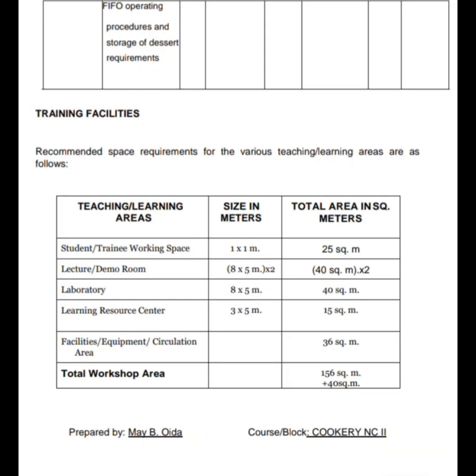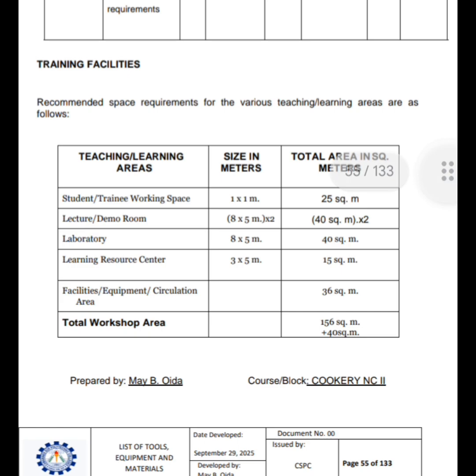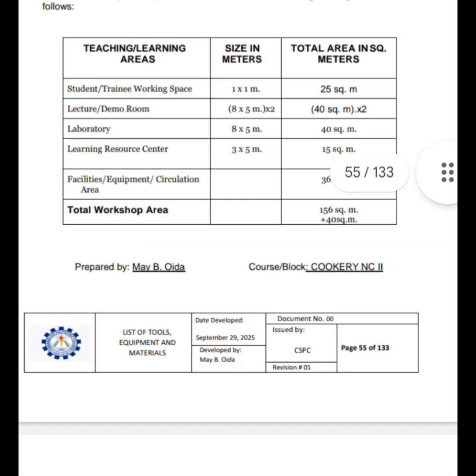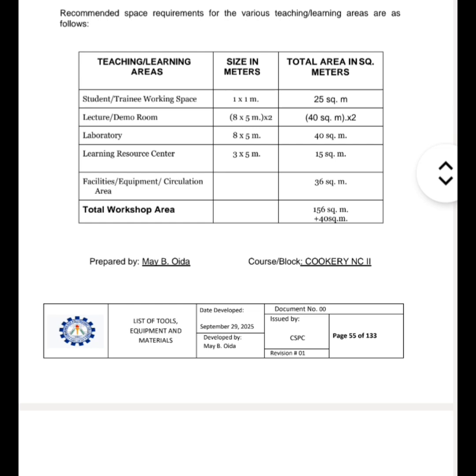So after the training tools, facilities, and equipment, we have here the training facility. The recommended space requirement for the various teaching learning areas are as follows. We have the teaching and learning areas, size in meters, total area in square meters. It is based on the TR.